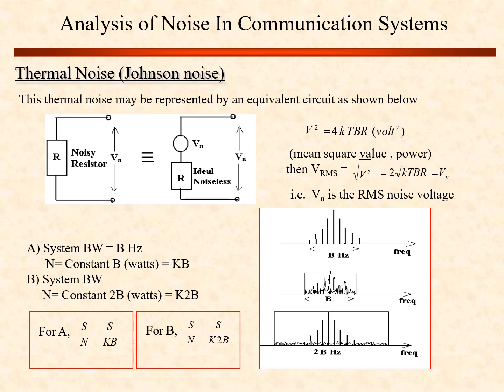Then the system bandwidth is B, and the system bandwidth can be represented as a constant, 2B, so K2B. Now look at the diagram. For A, S by N is equal to S by KB. For diagram B, where we represent a different type of signal representation, S by N is equal to S by K2B. So a normal system and a system with some other changes.